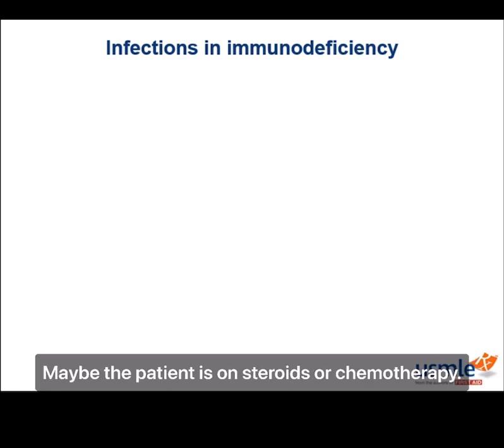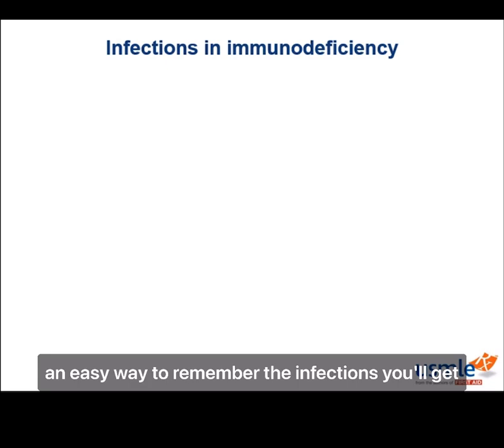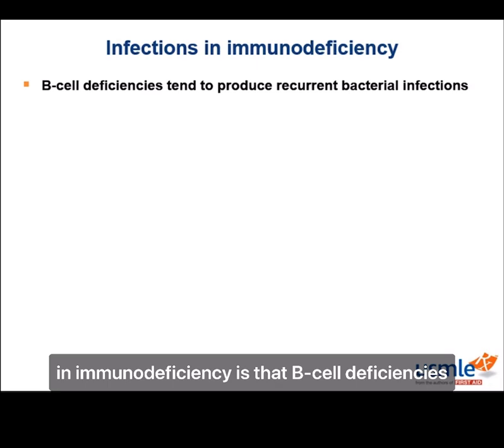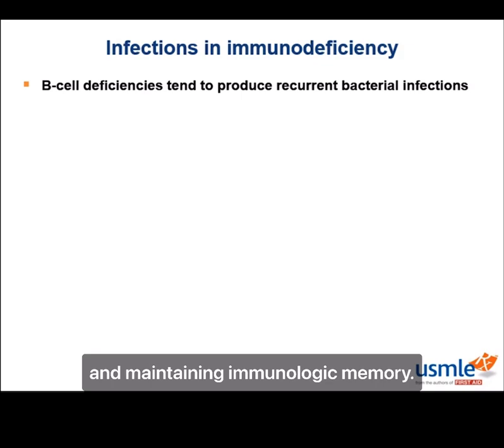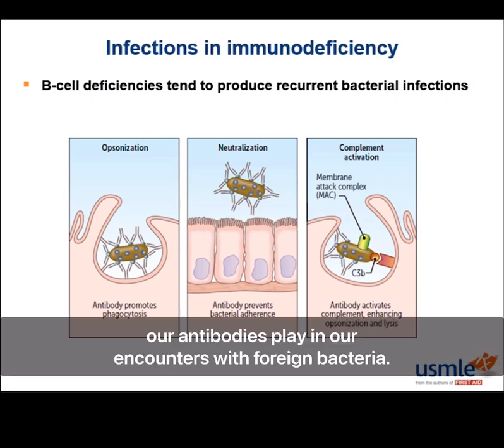Maybe the patient is on steroids or chemotherapy. When it comes down to it, an easy way to remember the infections you'll get in immunodeficiency is that B cell deficiencies tend to produce recurrent bacterial infections. B for B cell and bacterial. Our B cells are humoral immunity, recognizing antigens, antibodies, and maintaining immunologic memory. Now, in this image, we can see the important roles our antibodies play in our encounters with foreign bacteria.